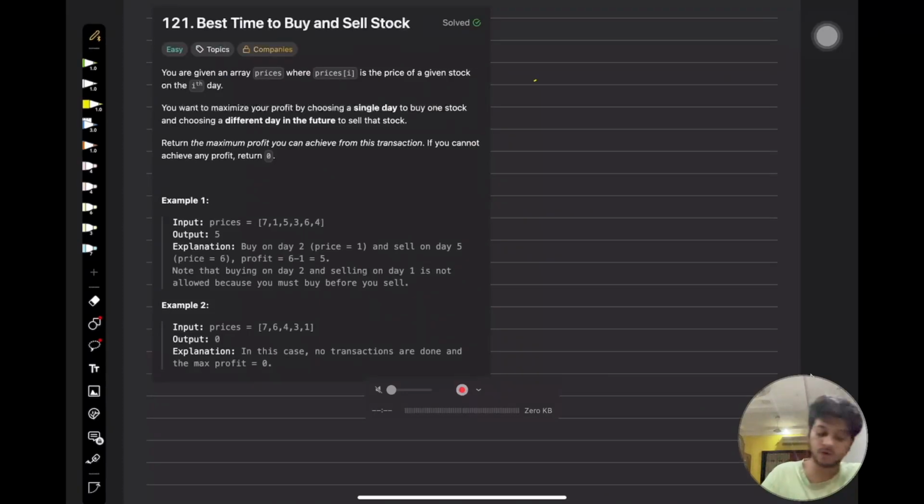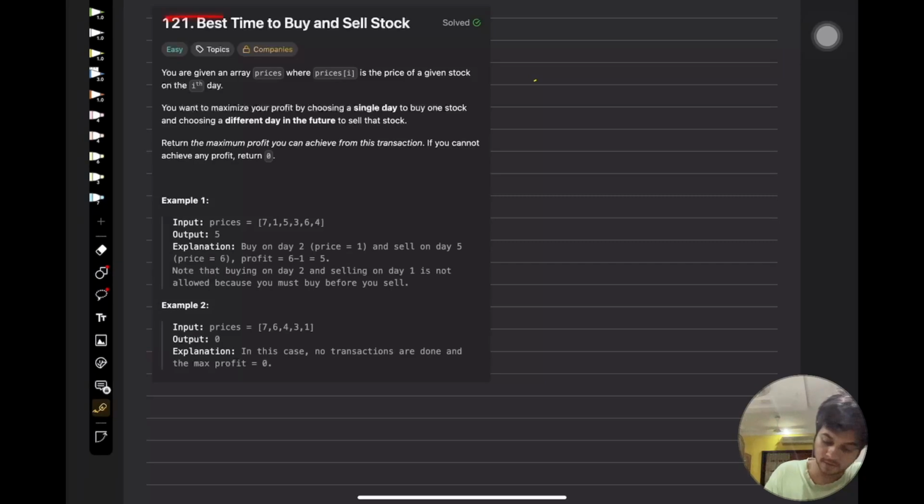And in today's video, we're going to see how to do this question, which is the best time to buy and sell a stock. So basically, what we are given over here is an input array, and each index represents a day, and the value represents the price of the stock on that particular day. So here this is the first day, this is the second day, this is the third day, this is the fourth, fifth, and sixth.